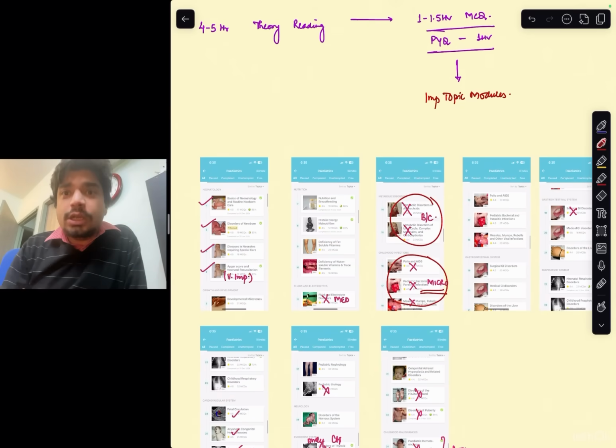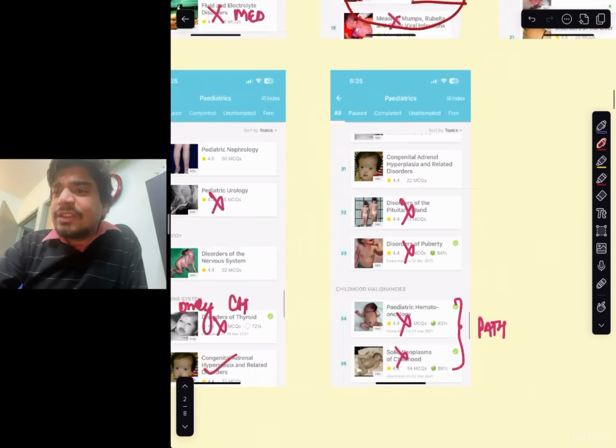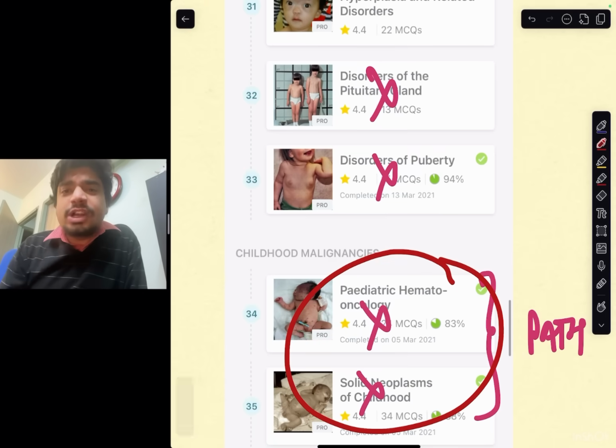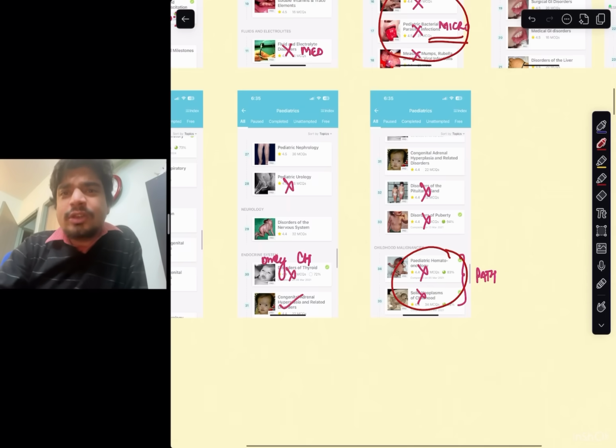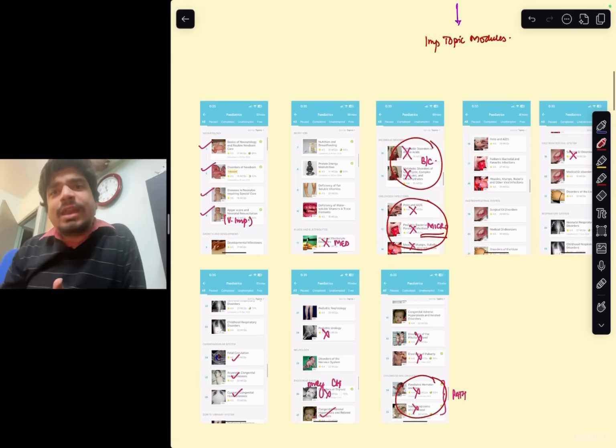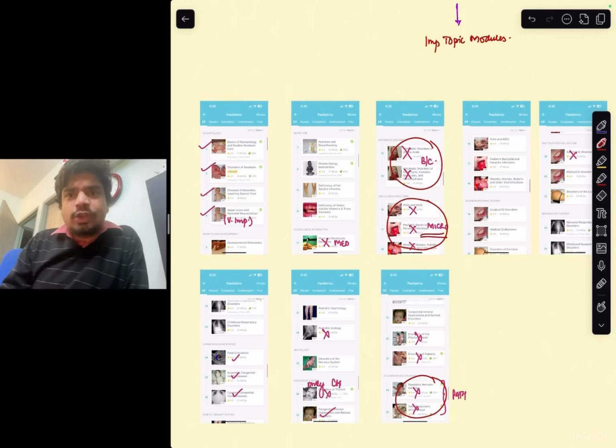Not really important are questions like pediatric hematology, oncology, solid neoplasms of childhood. Again, path. You must have done all of them in path. You don't need to do ALL, AML again. You've already done it in path. You don't need to do leukemias. Do the questions there, the questions will come from there. Pediatrics will ask on general pediatrics and neonatology.